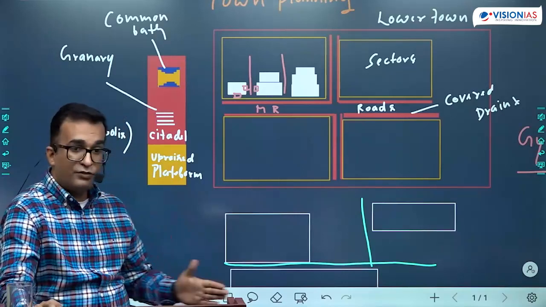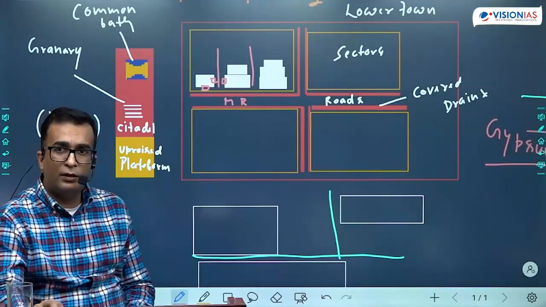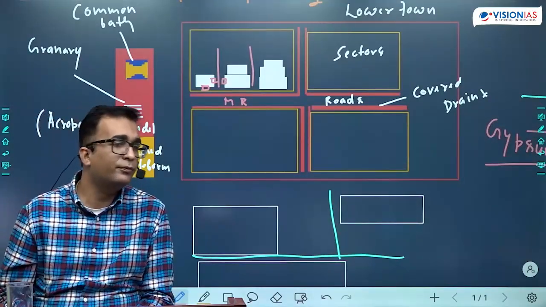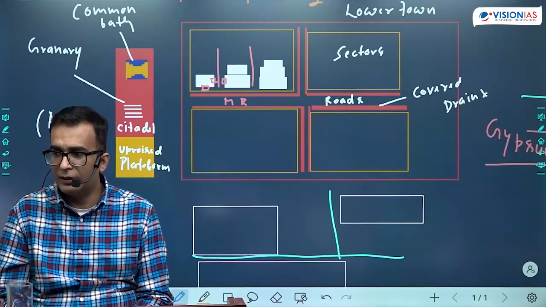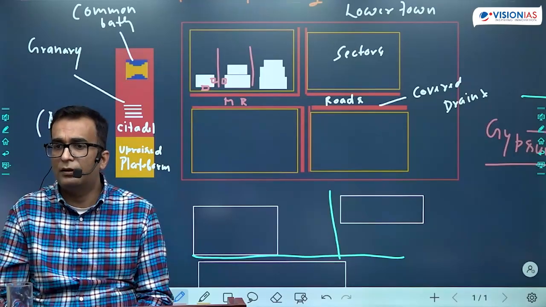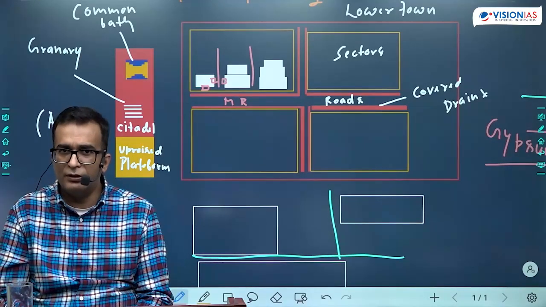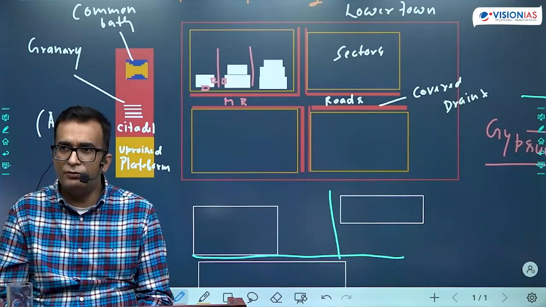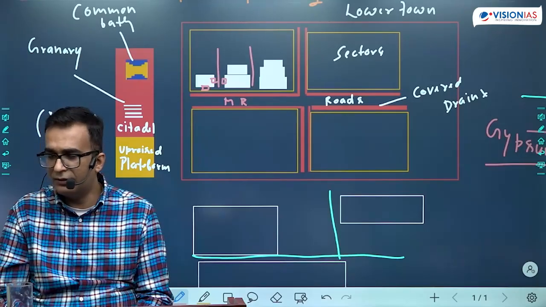So now change the paragraph and then you mention about the lower town. Write about the lower town: This area was meant for habitation of the commoners. Commoner means all the people, everyone. Then mention, it was divided into many sectors.